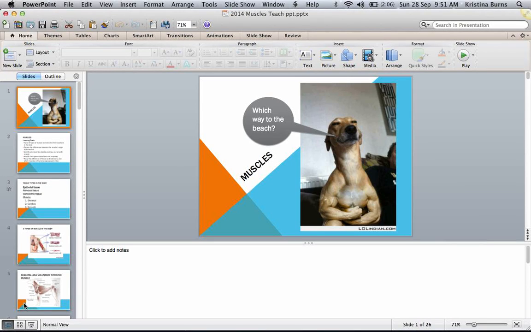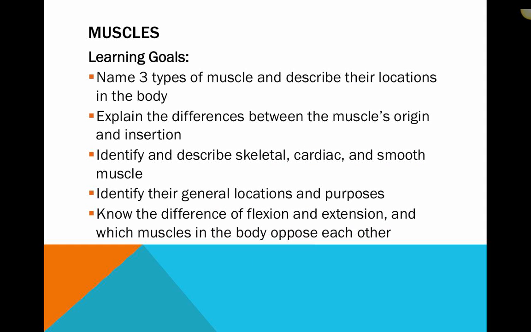Okay, so we're going to carry on today with muscles. So the learning goals for muscles: name the 3 types of muscle and describe their locations in the body. Explain the differences between the muscle's origin and insertion. Identify and describe skeletal, cardiac, and smooth muscle, on a cellular level as well as their overall function. Identify their general locations and purposes, and know the difference of flexion and extension and which muscles in the body oppose each other.